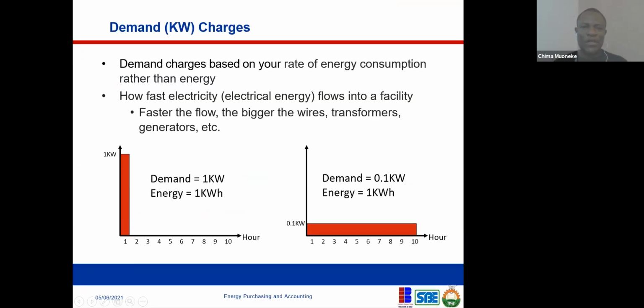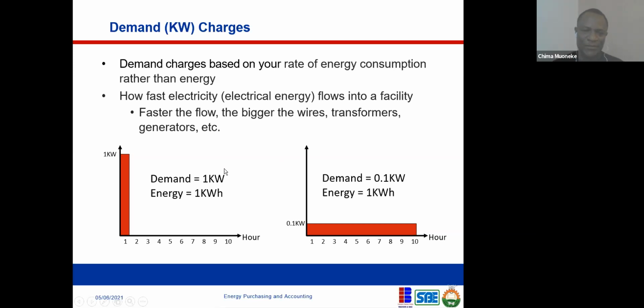Okay, so now let's talk a little bit about demand charge. Like I said, we explain all of them in further detail. Now, demand charges are based on your rate of energy consumption rather than energy. Okay, so it's a measure of how fast you consume electricity, the electricity that flows into your facility. So if you consume the electricity faster, the bigger the wires, transformers and generators will become.